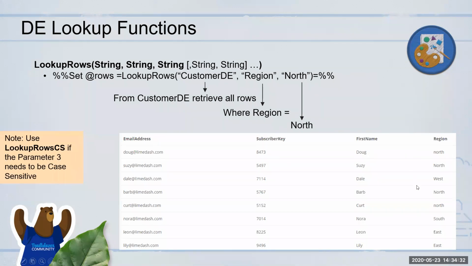In this particular case, I say retrieve all the rows from this customer DE where region equals north. Like I said here, it is not case sensitive. Because AMP is not case sensitive, irrespective of the case of north, 1, 2, 3, and 4 records will be returned. If you want the where clause to be case sensitive, there is another function called lookup rows CS, in which case if I give north like this, it will only return two rows. So there are functions for case sensitivity as well. This is pretty useful when you want multiple rows returned.